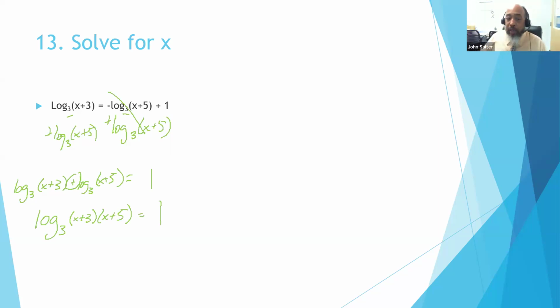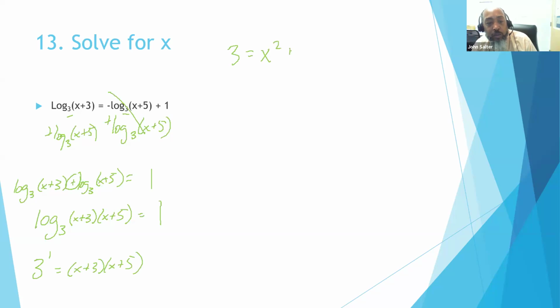I'm going to change this into an exponential. That way I can actually solve for this x. So my base is 3, so it's going to be 3 to the 1 power is equal to x plus 3, x plus 5. I'm going to FOIL that right-hand side. 3 to the 1 power is just 3. So I end up with 3 equals, if I FOIL it, x squared plus 3x plus 5x plus 15. Combine like terms.